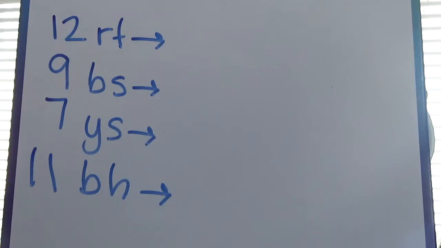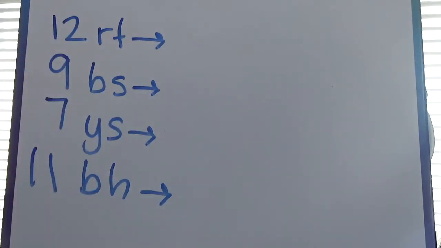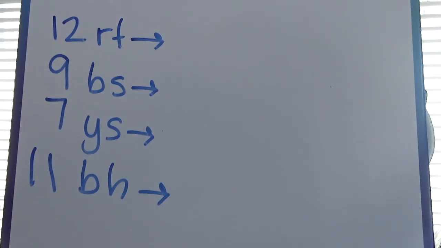But this problem is asking me to figure out and imagine that he didn't just get 12 red triangles, but he got 12 groups of 10 red triangles. 12 groups of 10. So we have to take these numbers and figure out if they were groups of 10, what the value would be. So let's start with just the 12 red triangles.